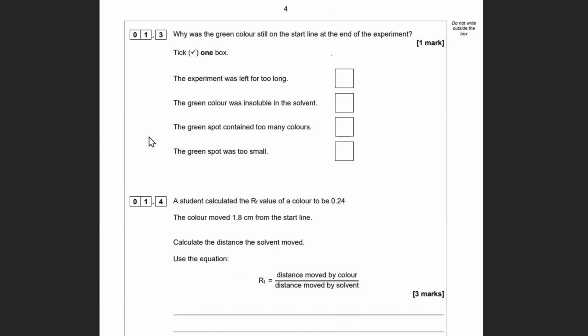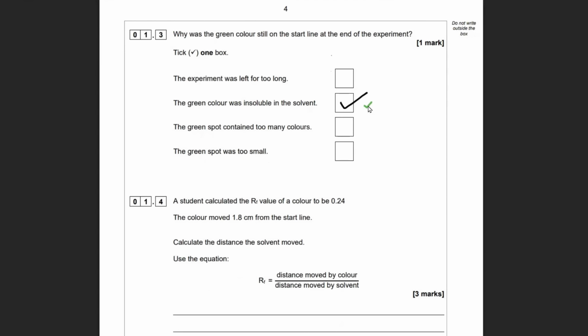Oh, check it out. Why was the green color still on the start line at the end of the experiment? So that's a very typical sort of question. That's why I guess that one would be there. The experiment was left too long. The green color was insoluble. The green spot contained too many colors. The green was too small. It's actually that it was insoluble in the solvent, so it didn't dissolve.